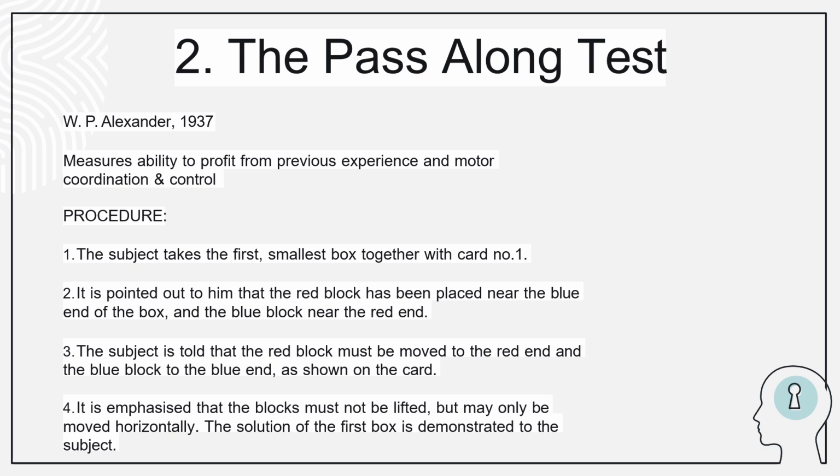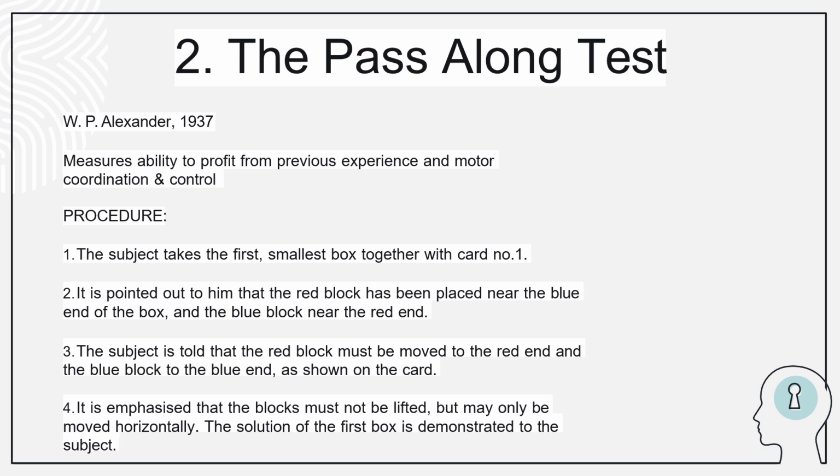Procedure: the subject takes the first smallest box with card number 1. It is pointed out to him that the red block has to be placed near the blue end of the box and the blue block near the red end. So it has red or blue ends. The subject is told that it is emphasized that the block must not be lifted but may only be moved horizontally. The solution of the first box is demonstrated to the subject.